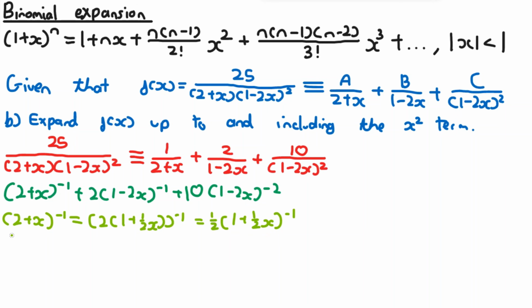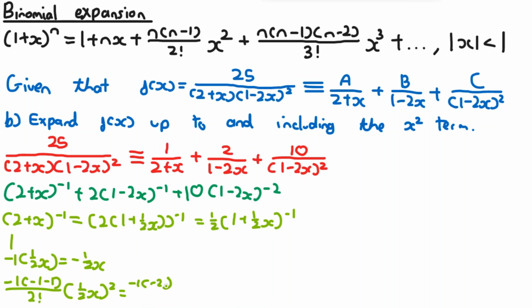So the first term is going to be 1, the second term is going to be minus 1 times half x, which is going to be equal to minus a half x. And the third term is going to be minus 1, minus 2, over 2 factorial, and then half x squared. This is going to be equal to minus 1 times minus 2 over 2 of 1 over 4 x squared, like this. And the 2 is going to cancel out here and the negatives are going to cancel out as well to give 1 over 4 x squared.